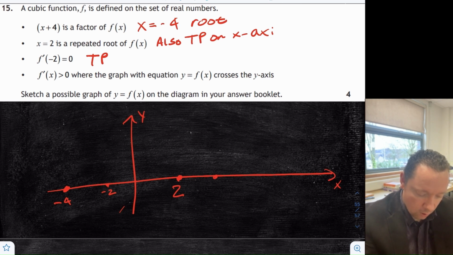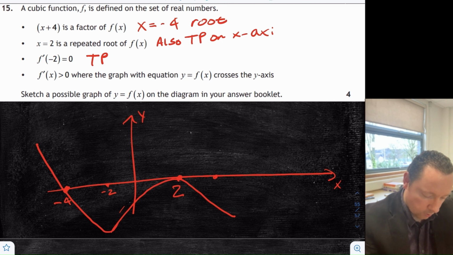So we now know that it must go like this. And we know that this is a turning point, so it must turn here and go up here because that's a root. So we've got our root, a repeated root, and we're done there.